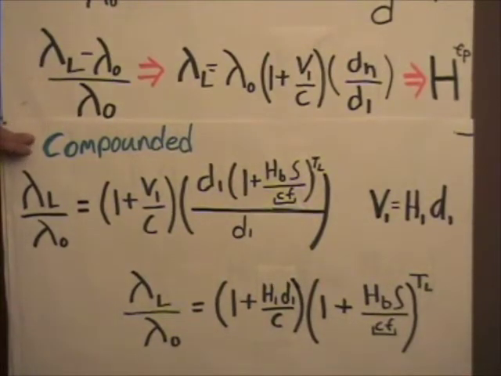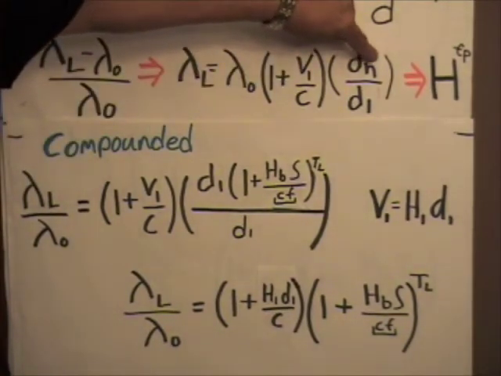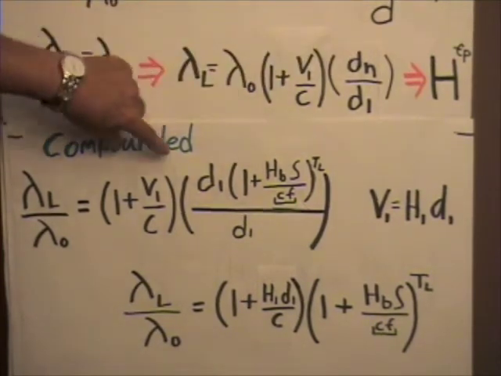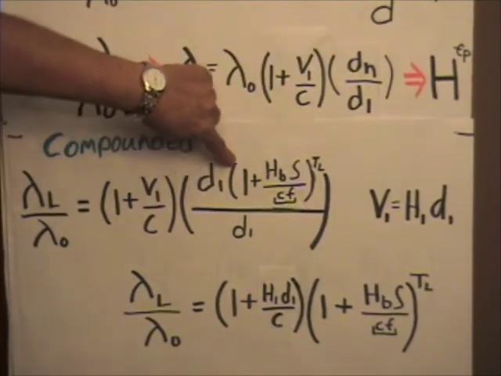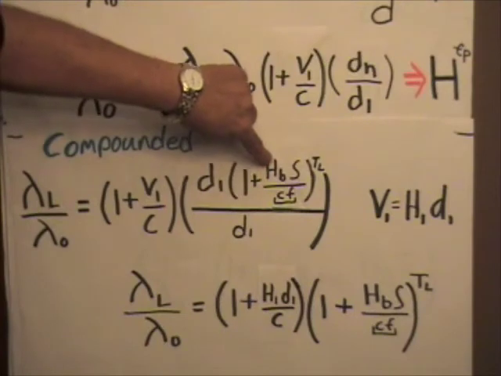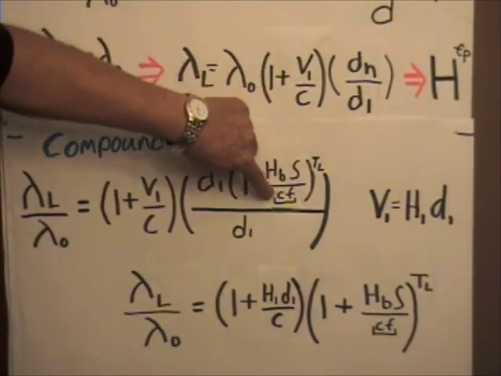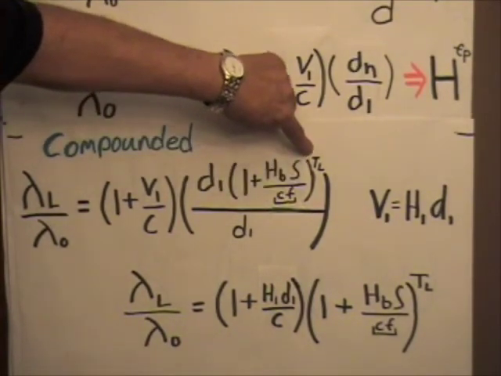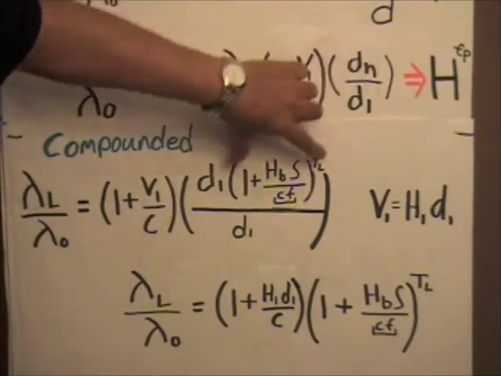And here is the formula using the compounded equations. Now, you recall that dn, the compounded formula, was d1 times 1 plus hb times s over the conversion factor to the power of TL. So we substitute that in.